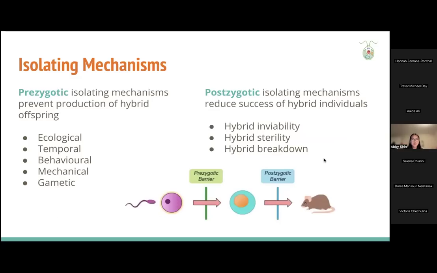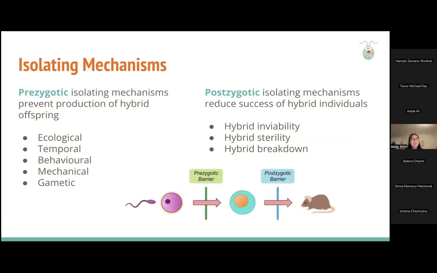The next thing we want to talk about are isolating mechanisms. Isolating mechanisms relate to whether two organisms are able to produce offspring and, if not, why they cannot. We define these different types of mechanisms in class as either prezygotic, before the zygote, or postzygotic, after the zygote. And the zygote is essentially what forms between the sperm and the egg.